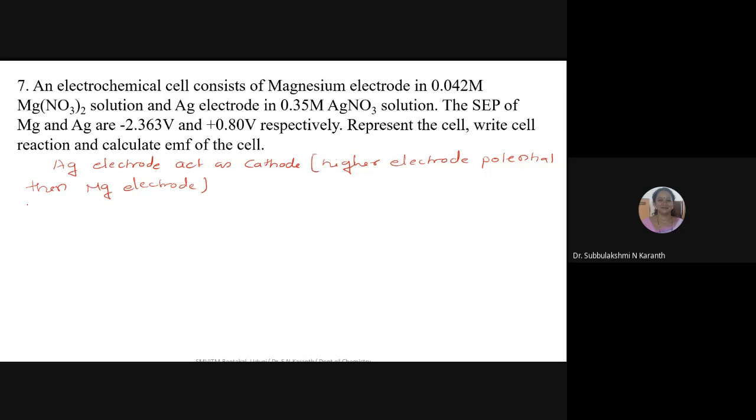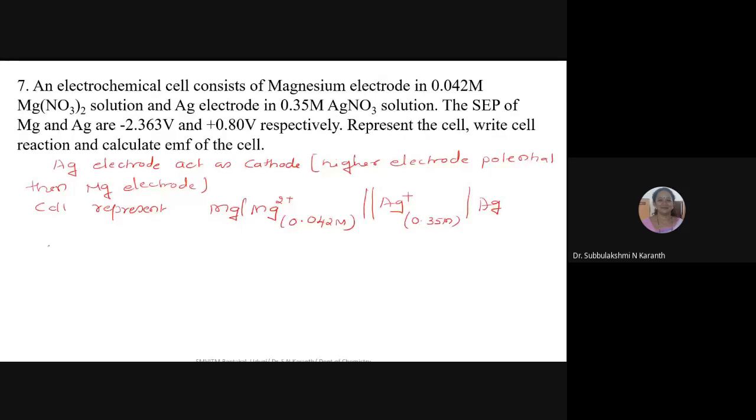Now I consider the cell representation. How we represent the cell? First you have to write the anode: Mg bar Mg2+, and the electrolyte concentration of Mg is 0.042 M. The two electrodes are separated by means of a salt bridge. Then the cathode is Ag+, where the electrolyte concentration is 0.35 M, bar Ag.